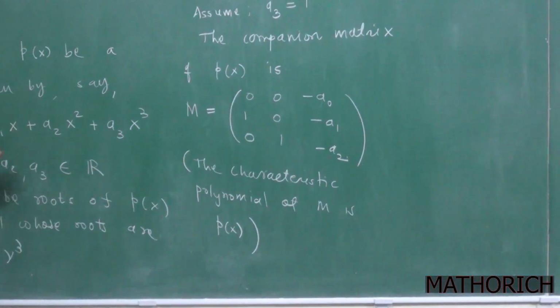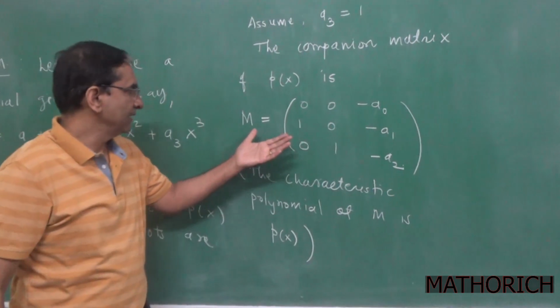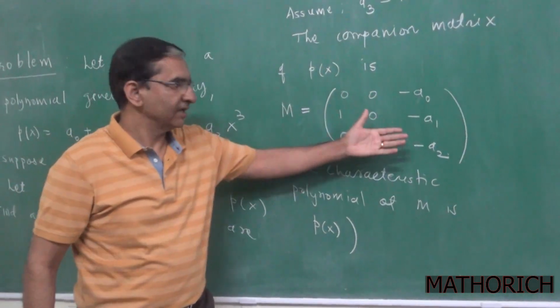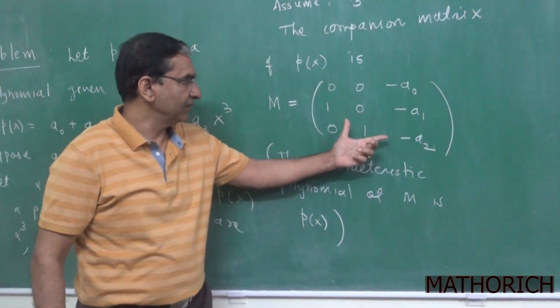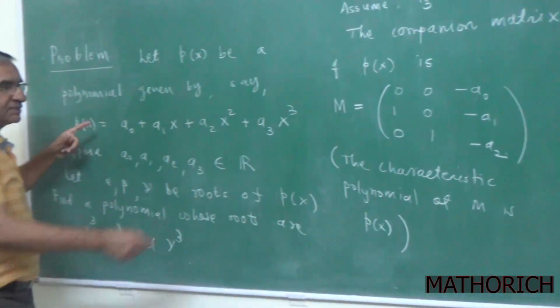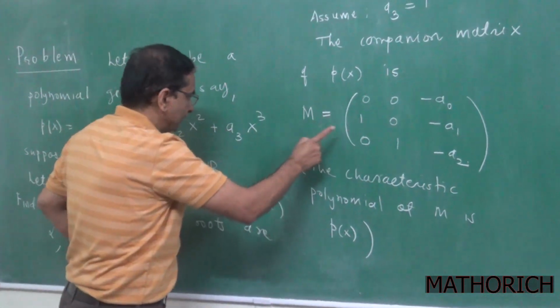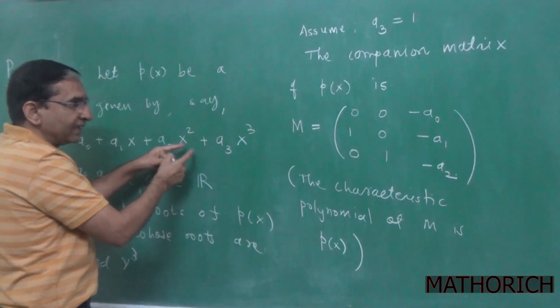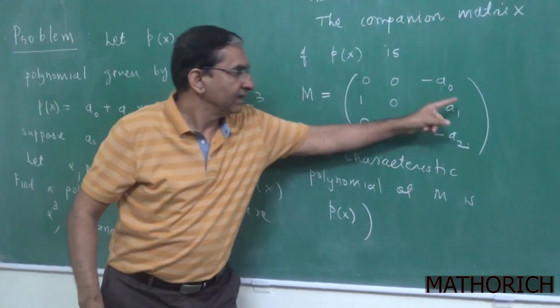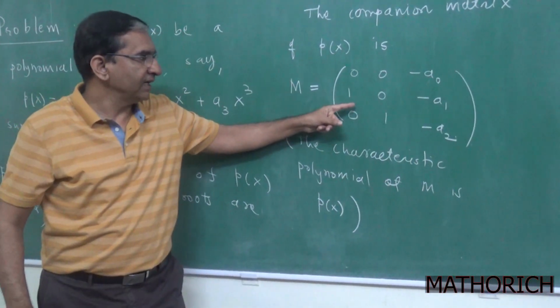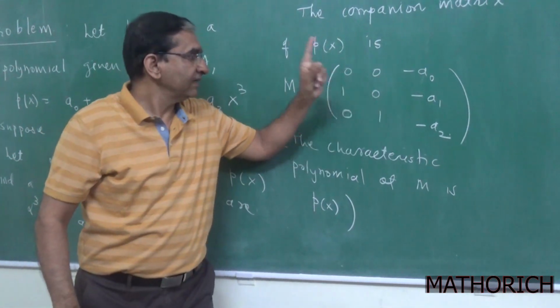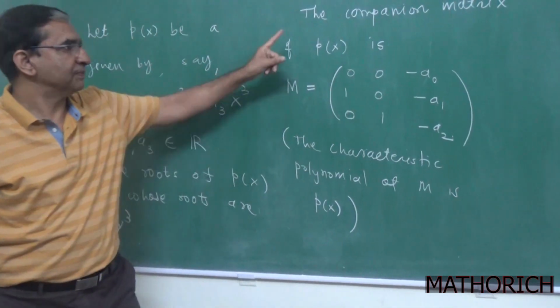All of you know what the characteristic polynomial is. It is the determinant of M minus lambda. If you expand that, you get the characteristic polynomial. And from this polynomial, this matrix is formed. So this is a monic polynomial of degree 3. Then I always get this matrix, and the property of this matrix is that the characteristic polynomial of M is P(x).